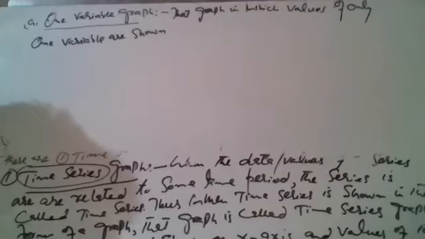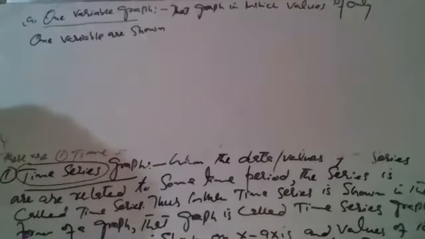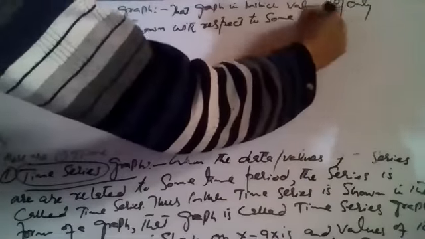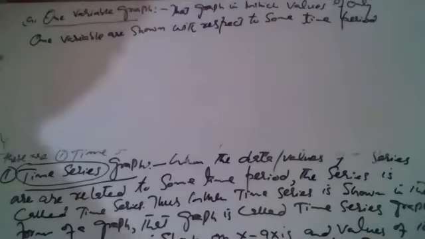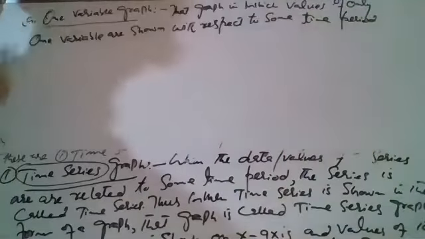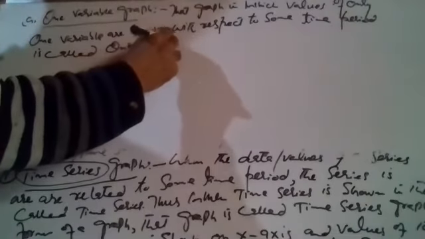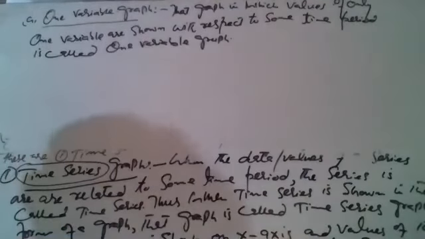Yes, where did we reach? One variable graph. Write down one variable graph. What is this? That graph in which values of only one variable are shown with respect to some time period is called one variable graph, in which only one variable is shown on the graph at a time.